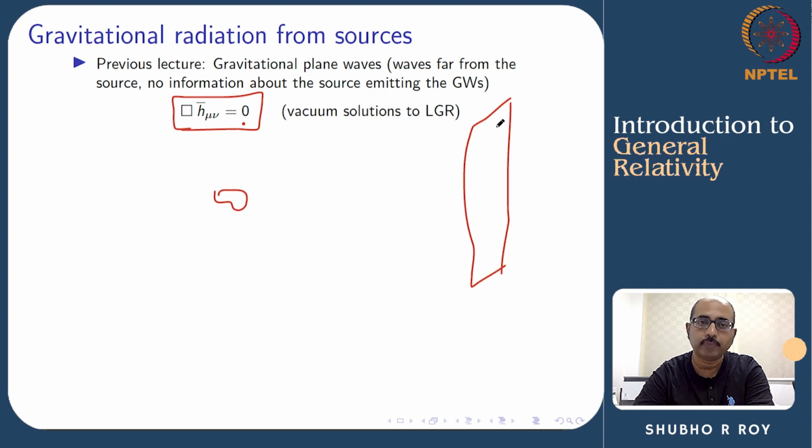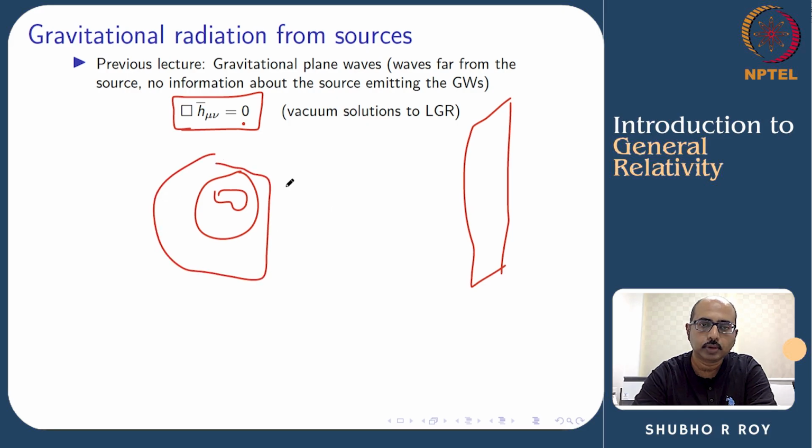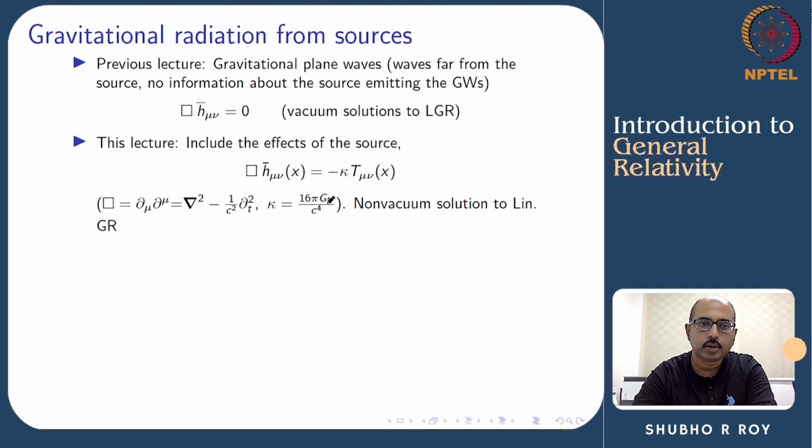This was illuminating, but at the same time, you do not get any information about the source because we are studying it far from the disturbance which has produced it. Now, as you are closer to the source, the wavefronts will be more like spherical surfaces or compact closed surfaces. So we are interested in this regime. So in this lecture we will include the effects of the source. That is, we will turn on the right hand side of the field equation, box h bar mu nu.